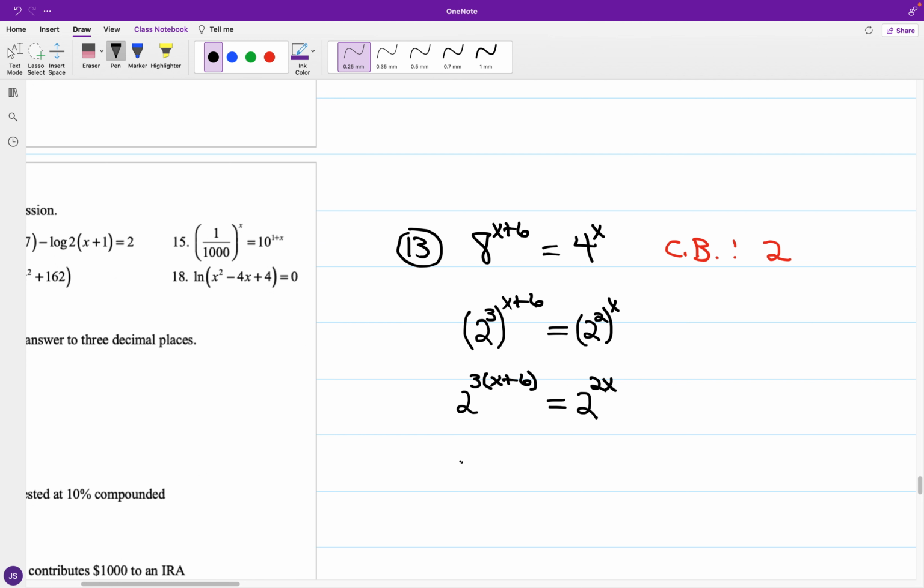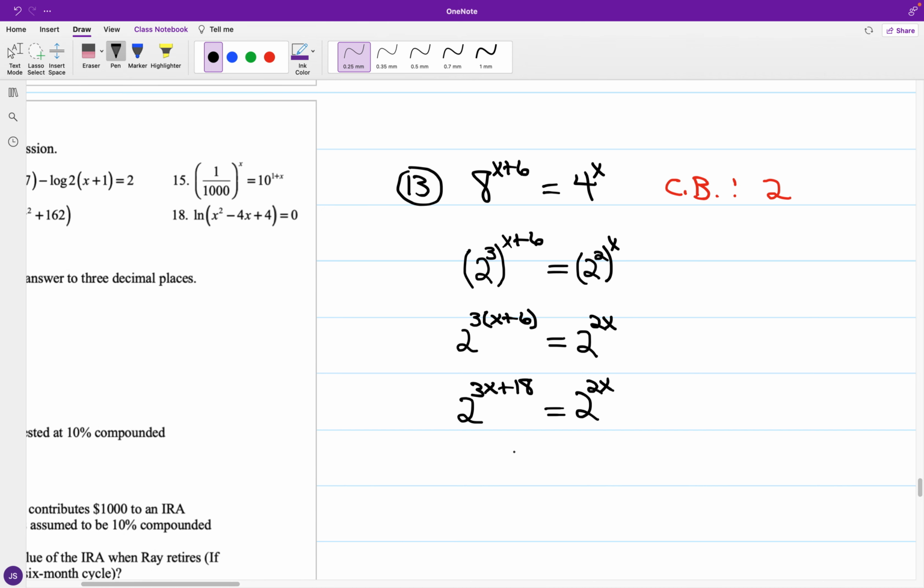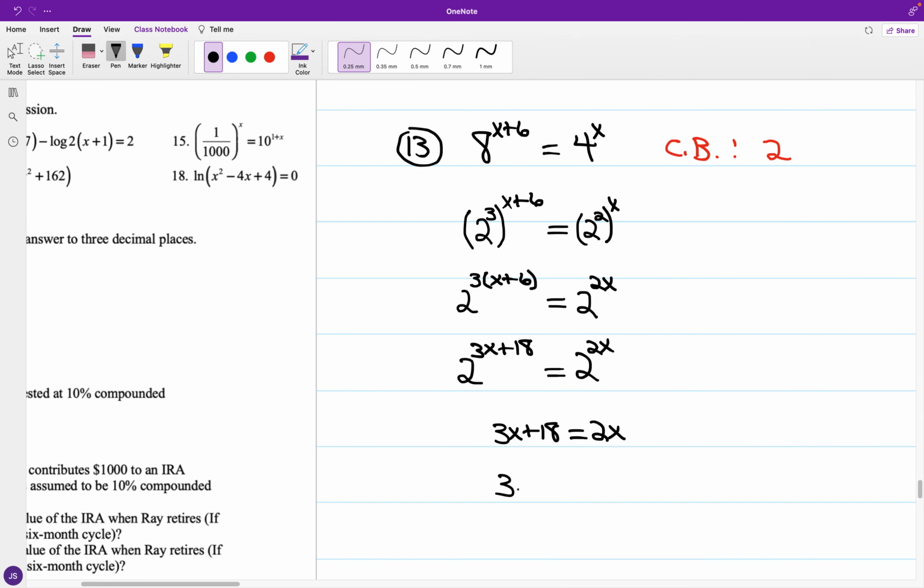And looking at distributing, so we have 2 raised to what is going to be 3 times the quantity of x plus 6, that is going to be 3x plus 18. Okay, so I got 2 to the 3x plus 18 is equal to 2 to the 2x. Now I have single base 2 terms, and I can set the powers equal to each other. So I have 3x plus 18 is equal to 2x.